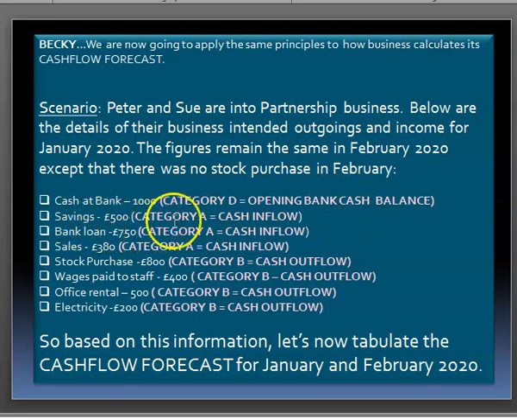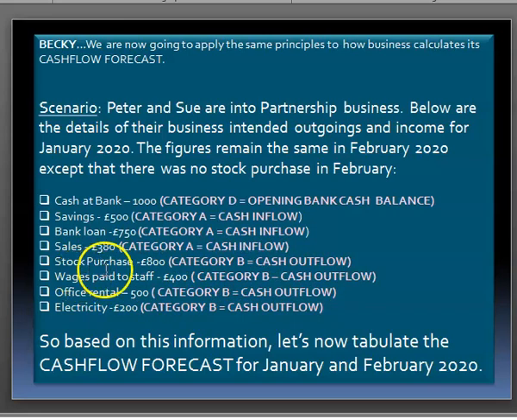Then they have savings, which is category A, the inflow. They have bank loan, which is category A, cash inflow. Then they have sales, category A, cash inflow. Anything that's category A falls into cash inflow. Anything that's category B falls into cash outflow.